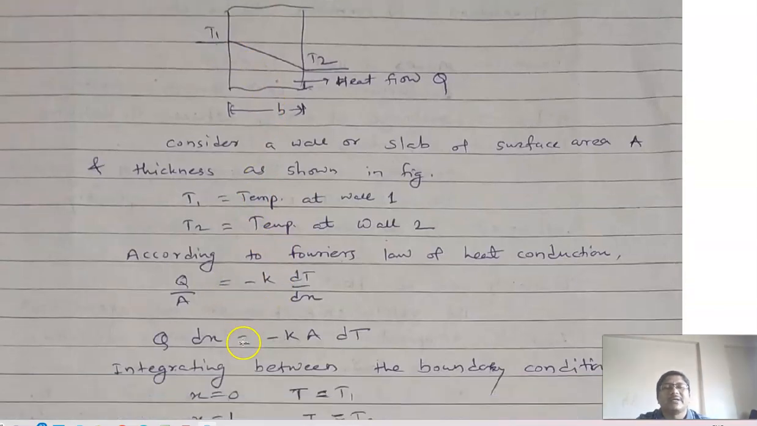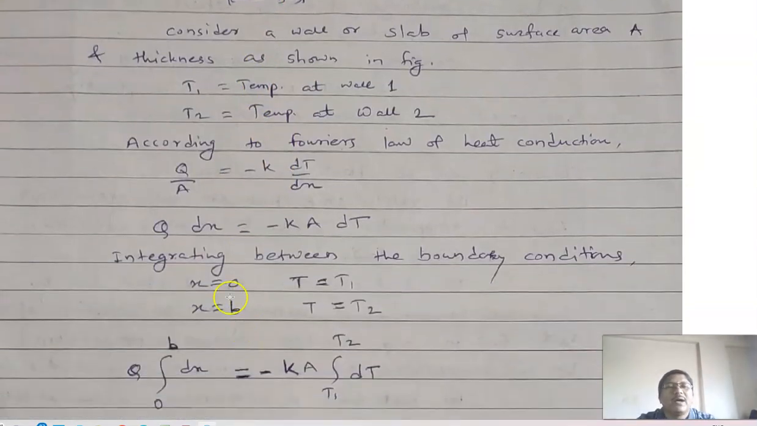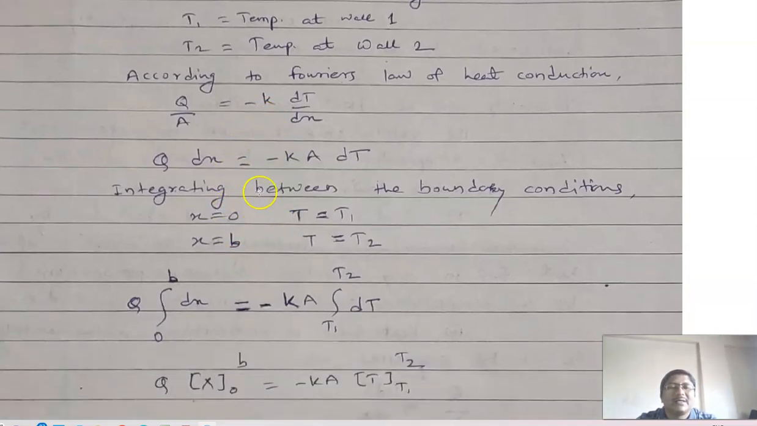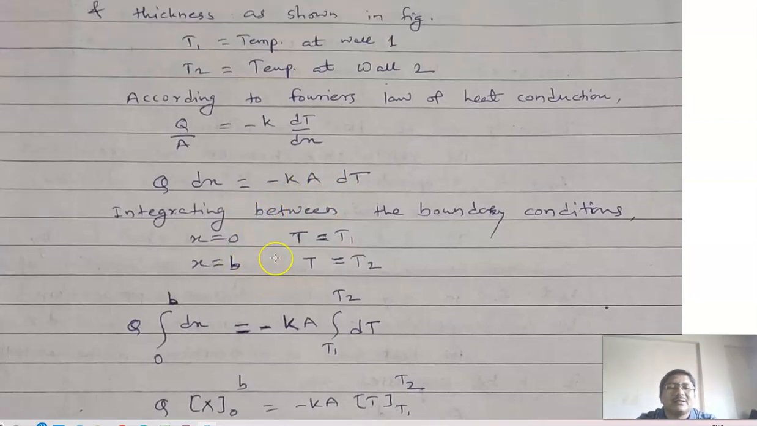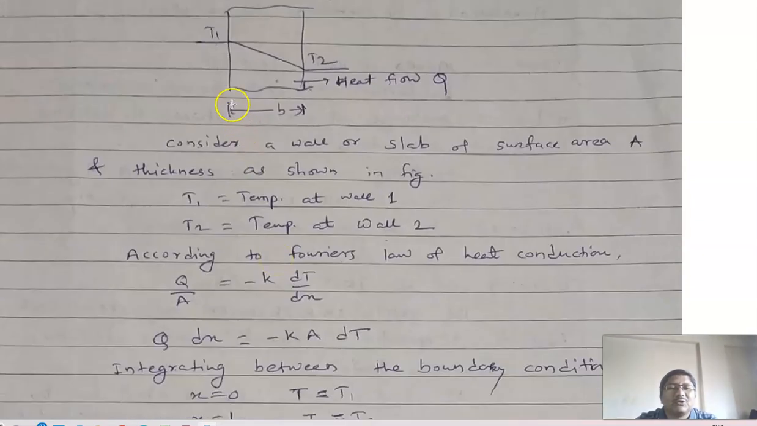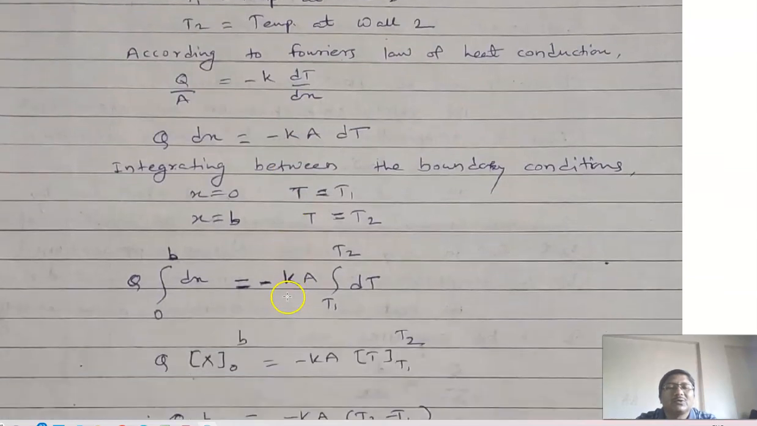According to Fourier's law of heat conduction, Q by A equal to minus K dT by dx. So Q dx equal to minus K A dT. Integrating between the boundary conditions: x equal to 0, T equal to T1, and x equal to b, T equal to T2. So in that equation, put the boundary conditions.